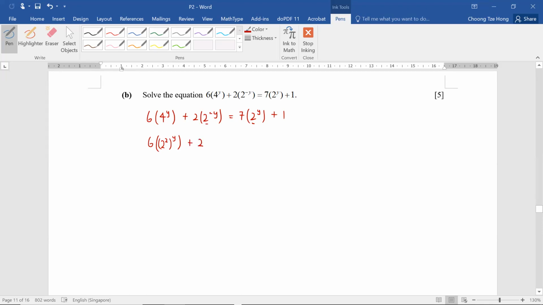Then this one, can we change it to a positive power? If we change it to a positive power, then it will become 1 over 2 to the power of y. Then this one we'll just leave it, and this one. From here, if you expand this one out, it will be 2 to the power of 2y. We can change the place of the 2 and the y, so it becomes like this, because what I want is the 2 to the power of y in every term.